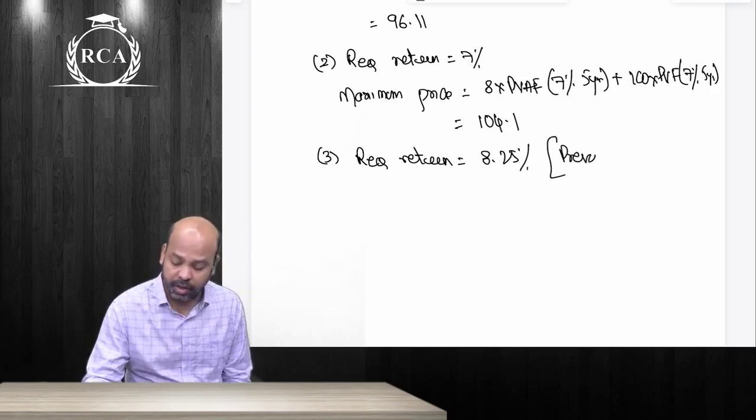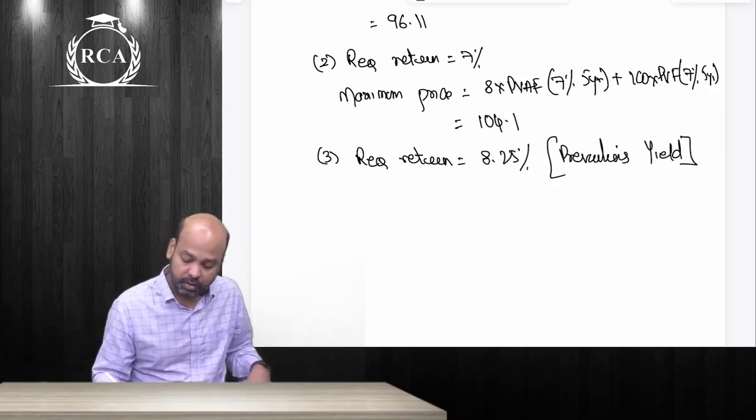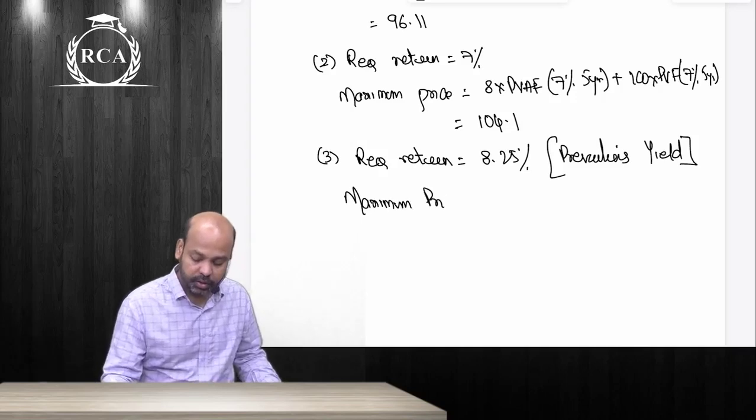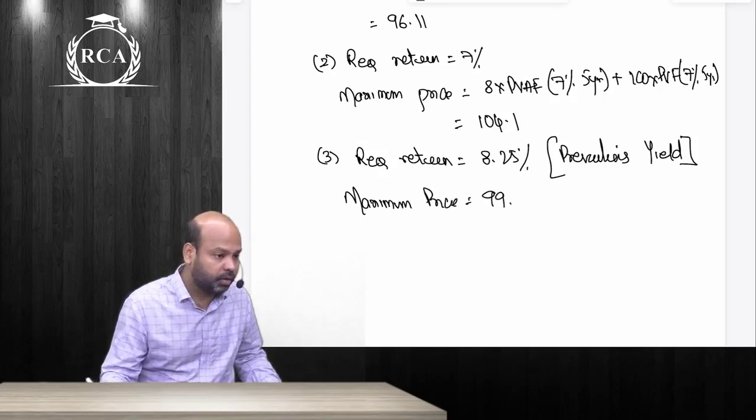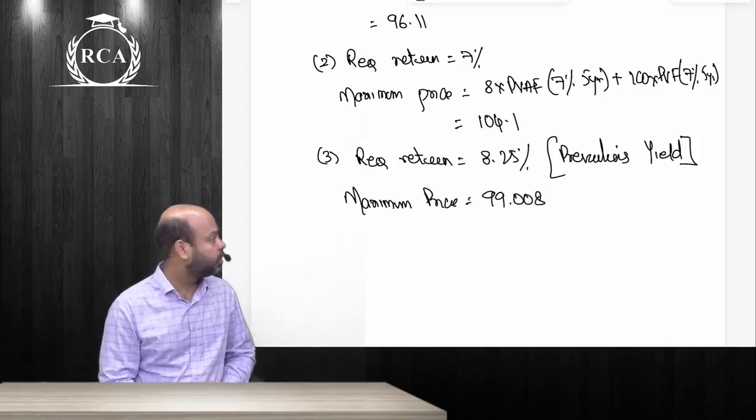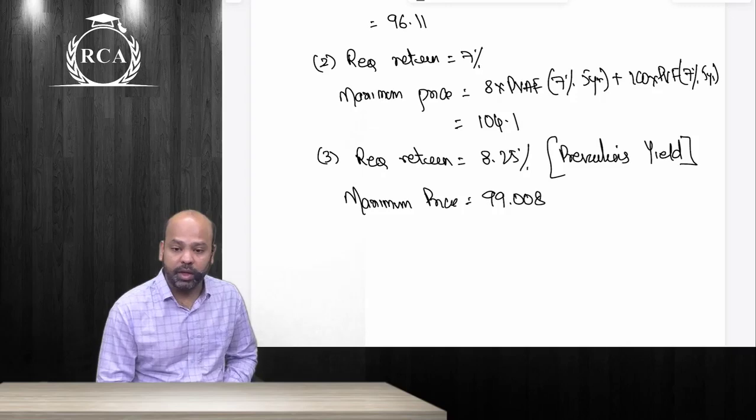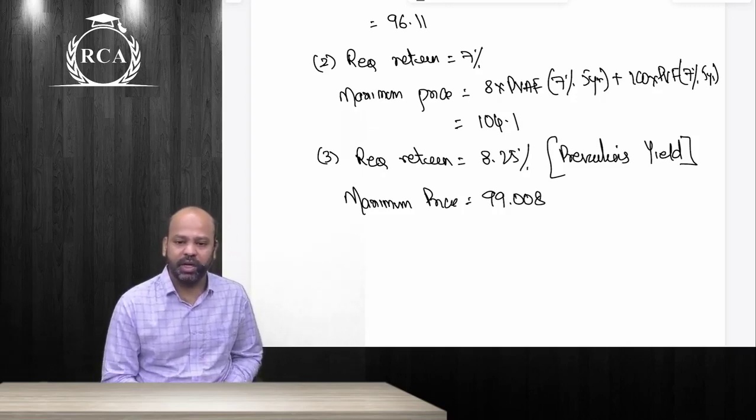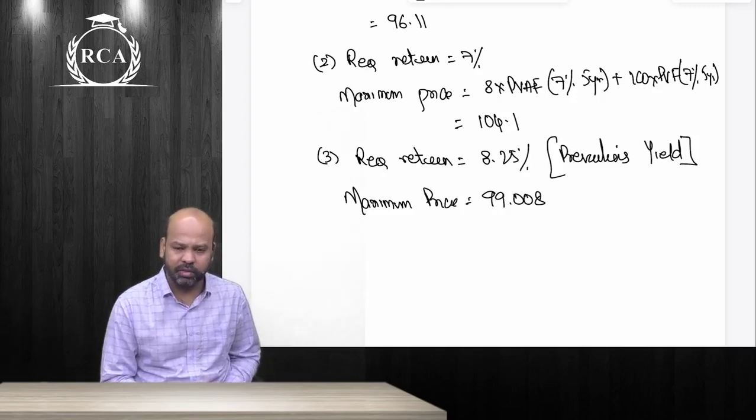The prevailing return, guys, prevailing yield itself will be your required rate of return. So what is the maximum price that you will be willing to pay? 99.008 or 99.01. At a discounting rate of 8.25%, the maximum price that we will be willing to pay, beta, is 99.01 or 99.008 rupees.